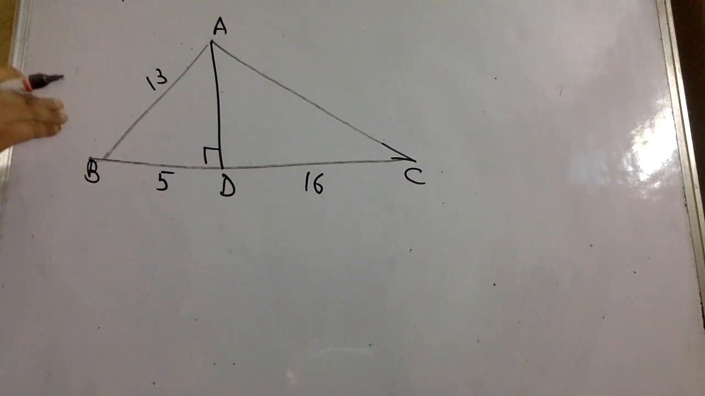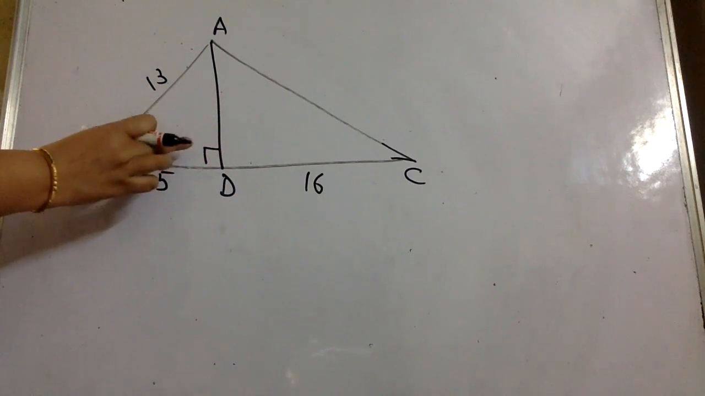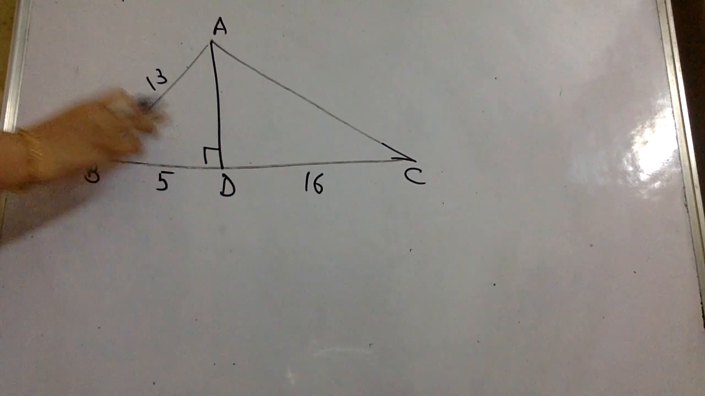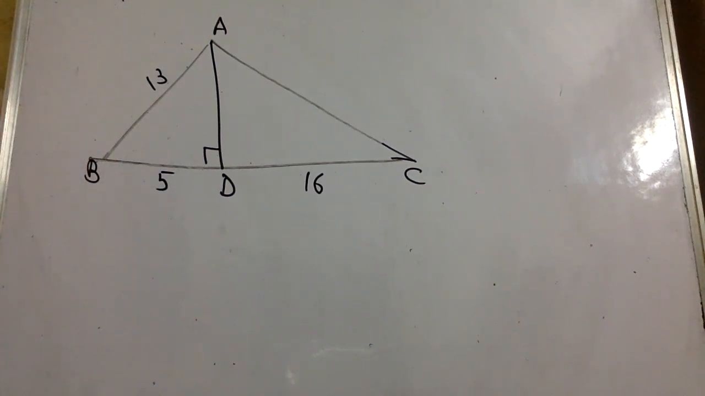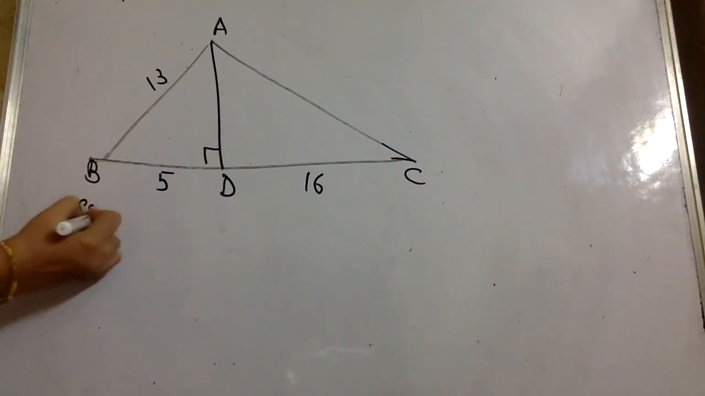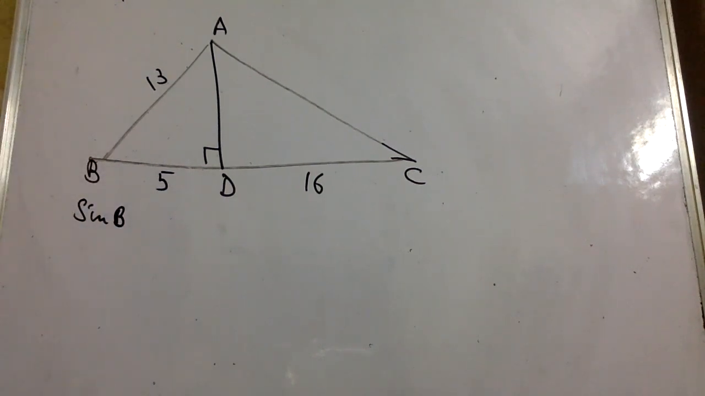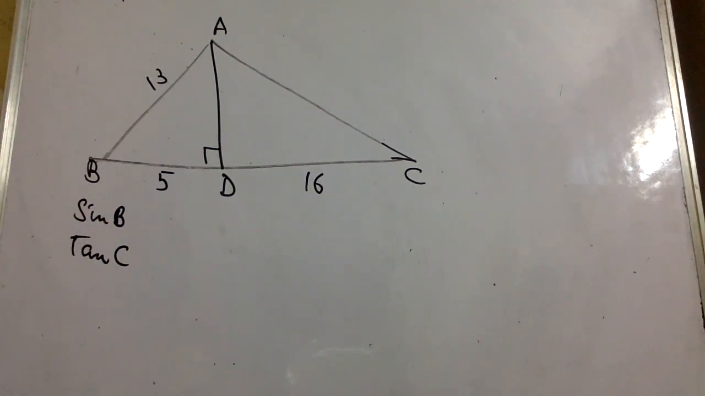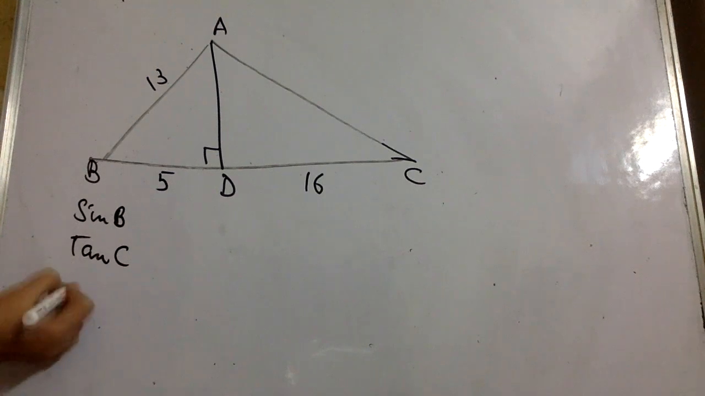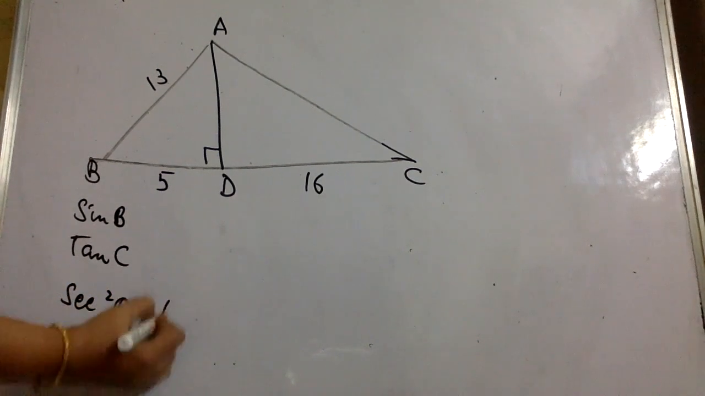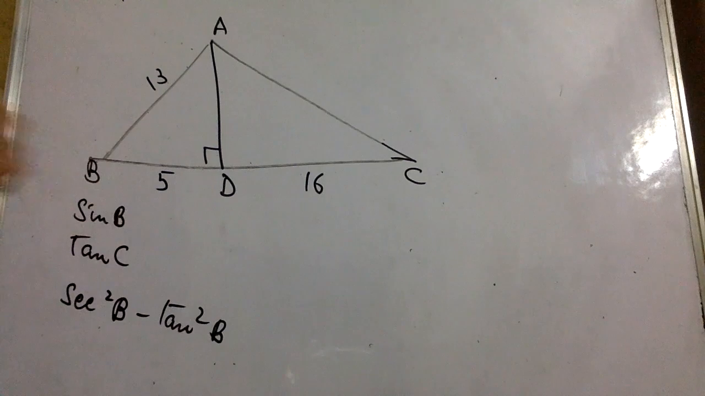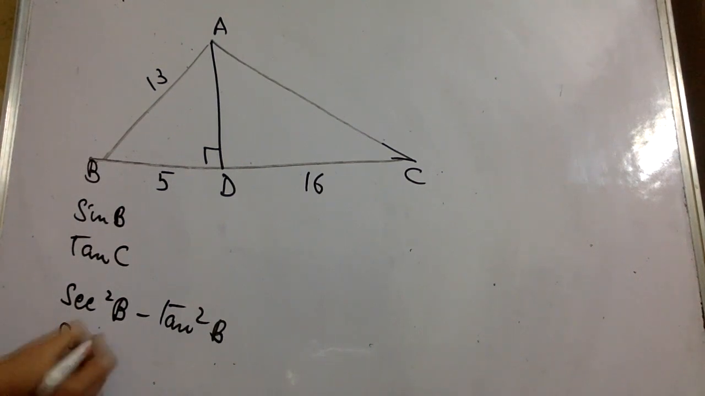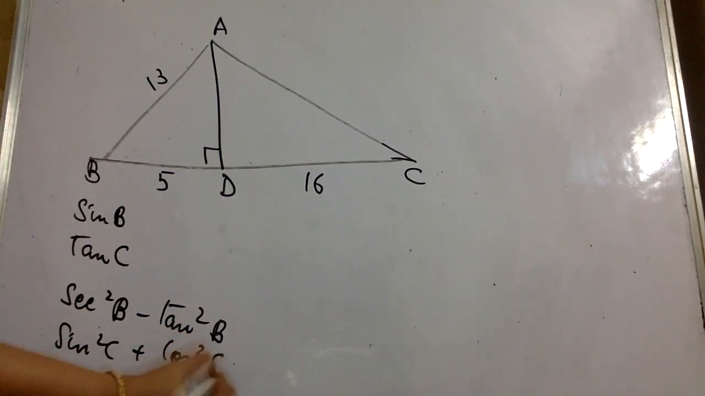Now this is the triangle ABC and the 90 degree is here. Now what are we asked in this sum? We are asked to find sin B, then tan C. Now note the angles. Then sec square B minus tan square B. Sec square B minus tan square B. And we are also asked sin square C plus cos square C.